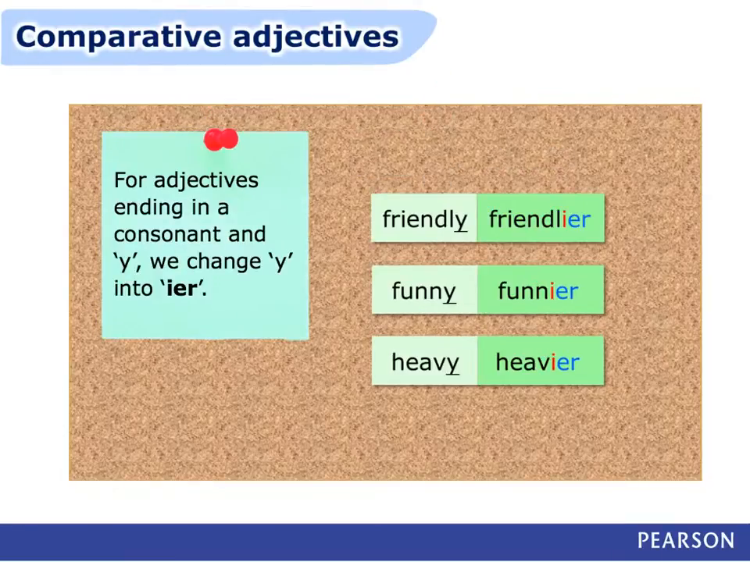If the adjective has 2 syllables, like friendly, funny, heavy, and they end with Y, then you change Y to I before you add ER. Friendlier, funnier, heavier.